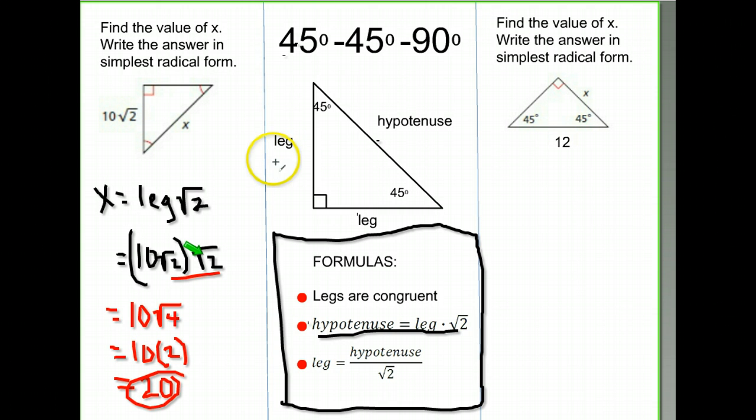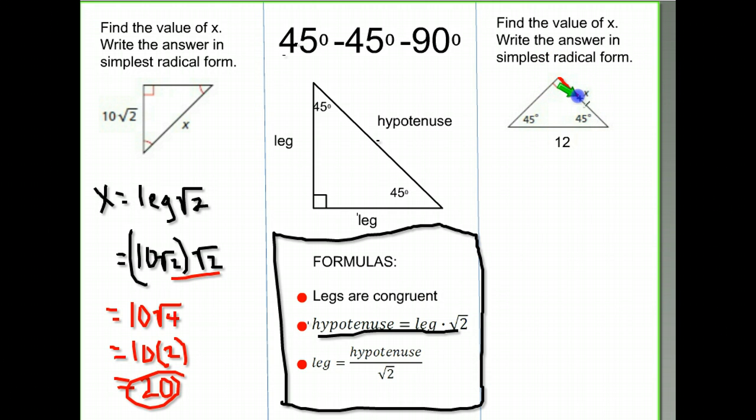Okay. Let's come over here to this one. It says find the value of x. Again, put it in simplest radical form. Again, we have a 45, 45, 90 triangle. So we know that we need to use one of these formulas here. So then we look at, okay, what is x? What are we trying to find?